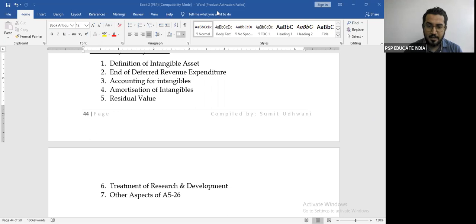The other aspects of AS-26 are recognition of gain or loss on sale or write-off of an intangible. We shall recognize the gain or loss straight away in the profit and loss account. Revaluation, as we have discussed, is not allowed as per accounting standard 26, and every year we should review the amortization period and the amortization method. Right, that brings you to the end of entire accounting standard 26.